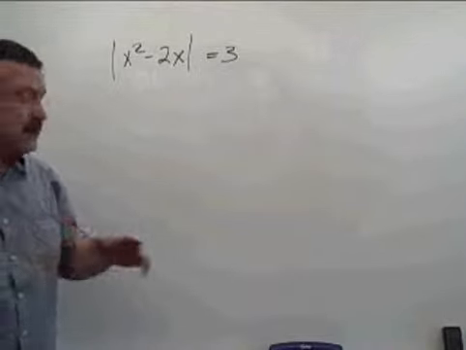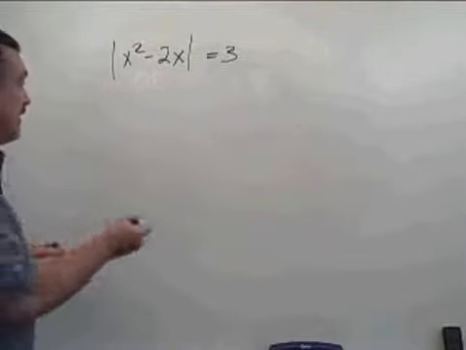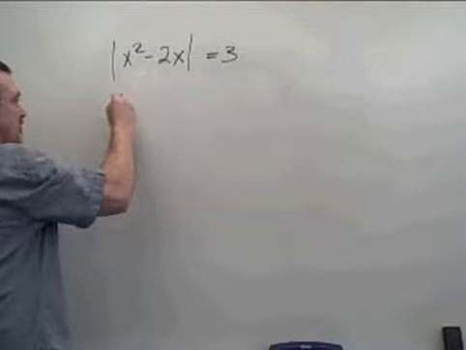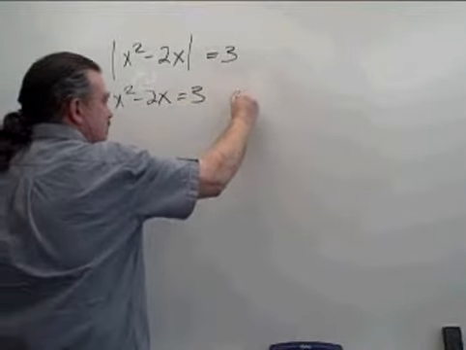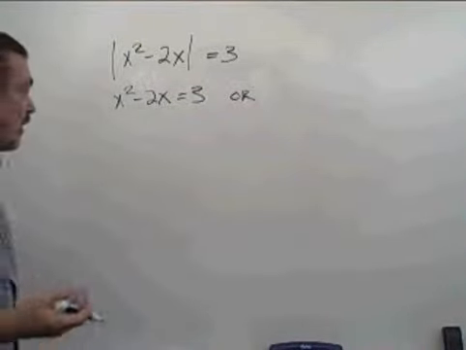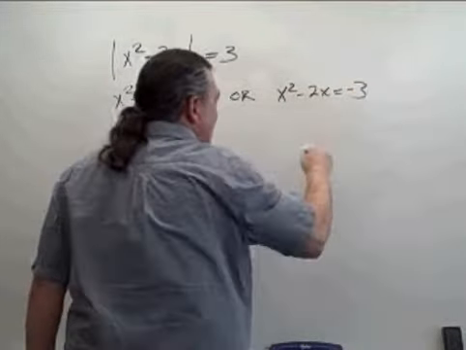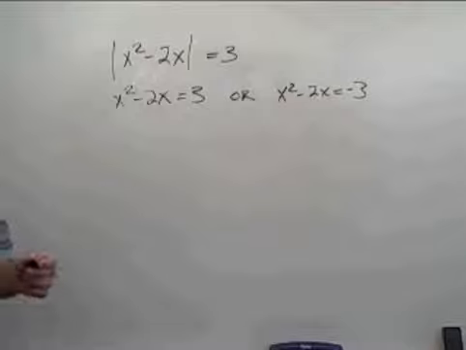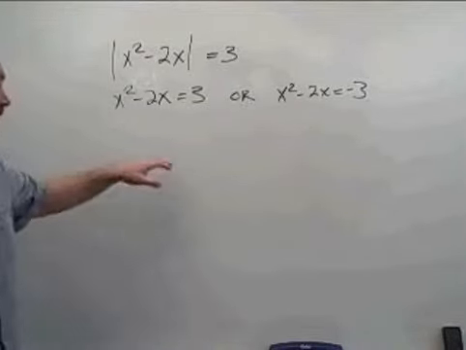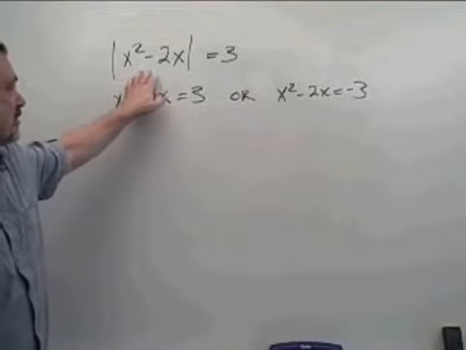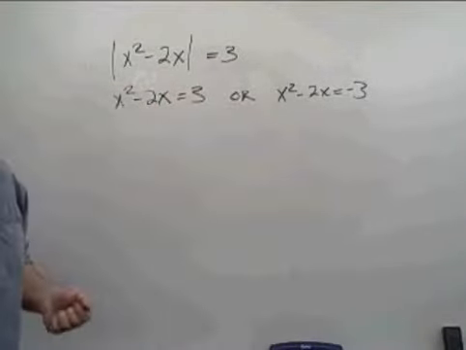It still has to be true that if the absolute value of this quantity is 3, then this quantity, x squared minus 2x, is either equal to 3, or the quantity, x squared minus 2x, would have to be negative 3, wouldn't it? The only two values that have an absolute value of 3 are 3 and negative 3. So x squared minus 2x must either be 3, or x squared minus 2x must be equal to negative 3.